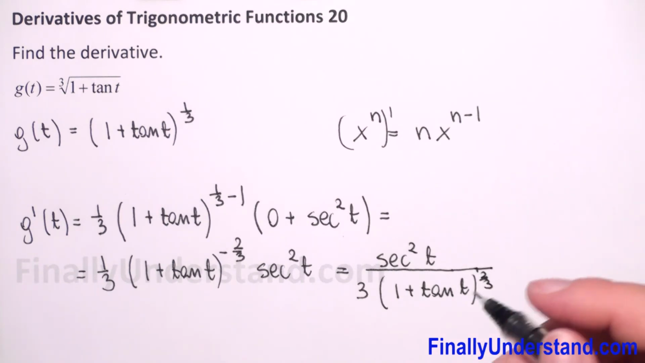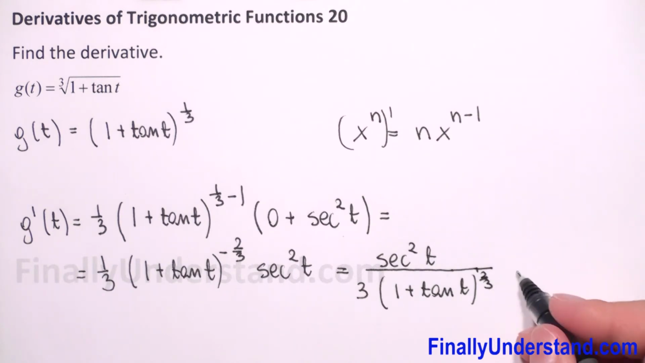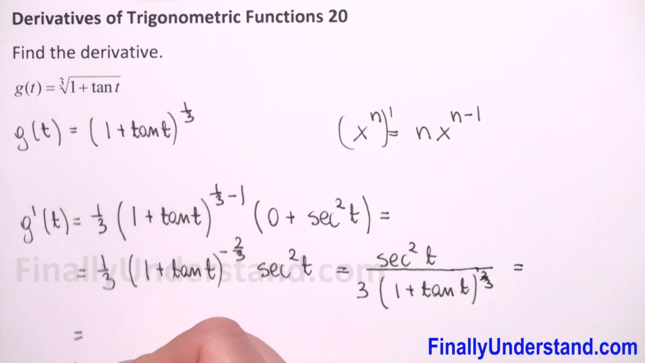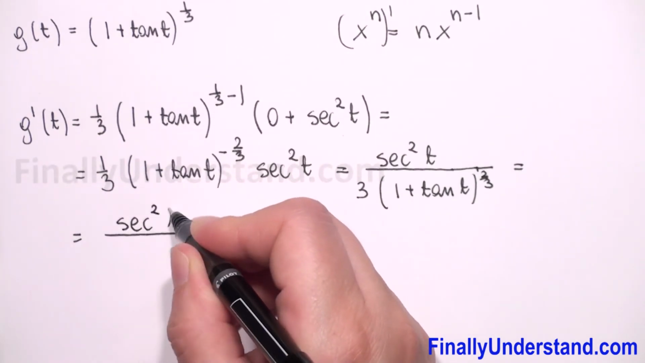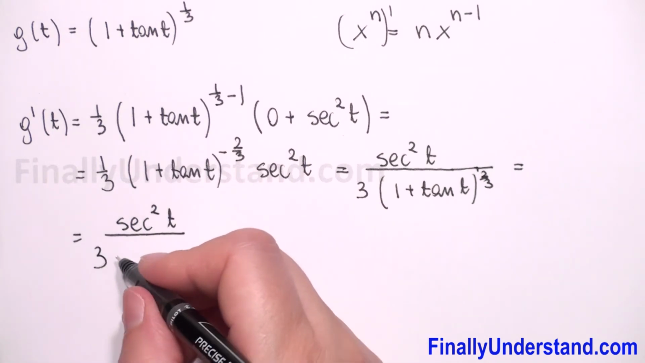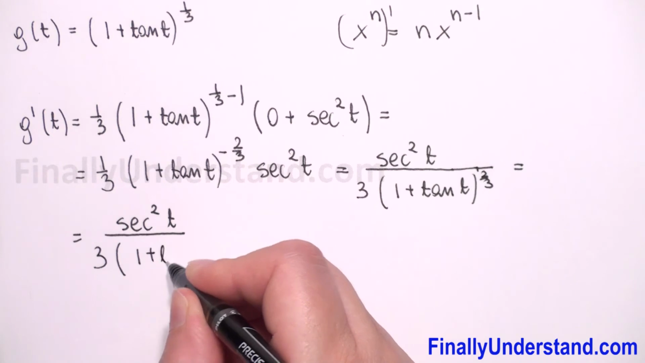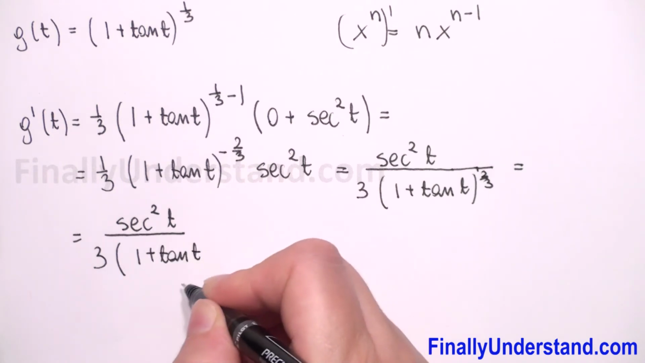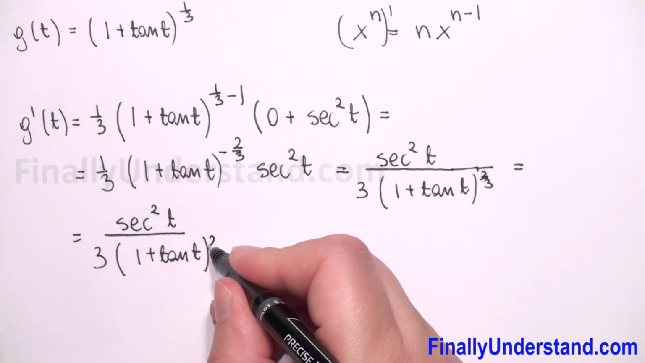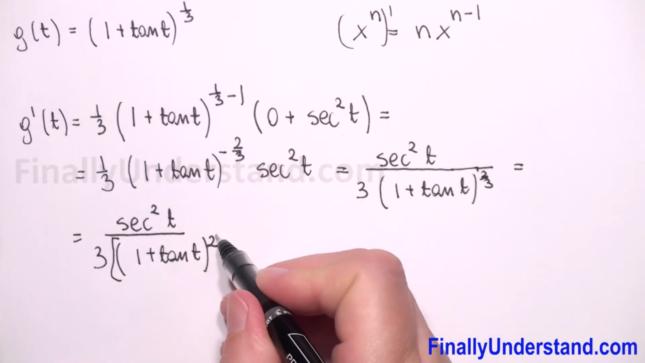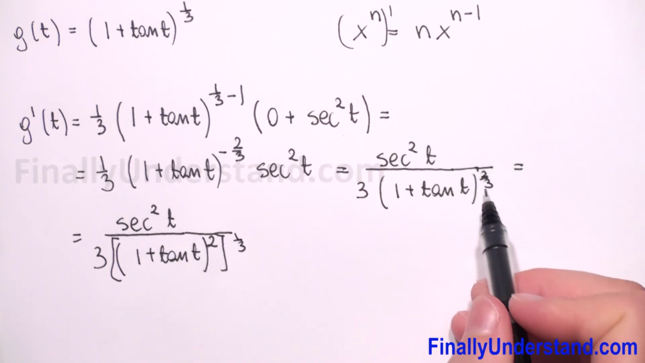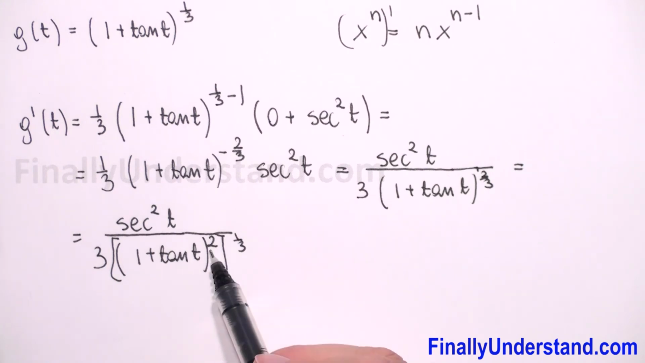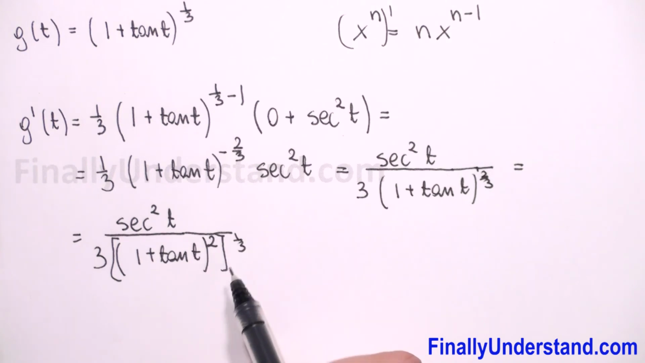2/3, and because we have 2/3 we can rewrite this. Let me copy the numerator first, it will be secant square of t, over 3 times 1 plus tangent t to the power, we can put first 2 and everything to the power 1/3, because 2 times 1/3 is 2/3. It doesn't change anything when I take first 1 plus tangent t to the power 2 and next to the power 1/3.